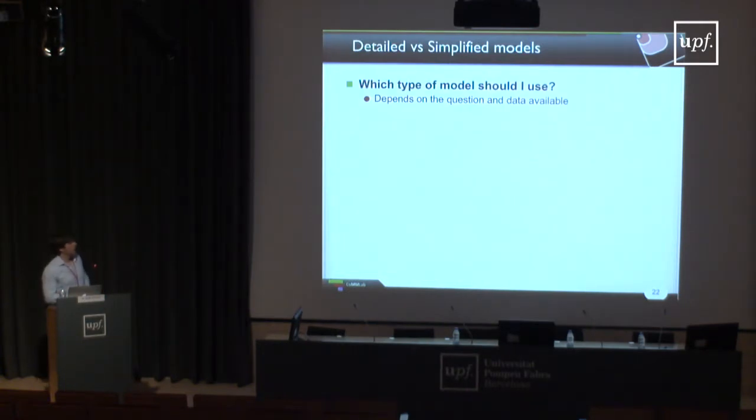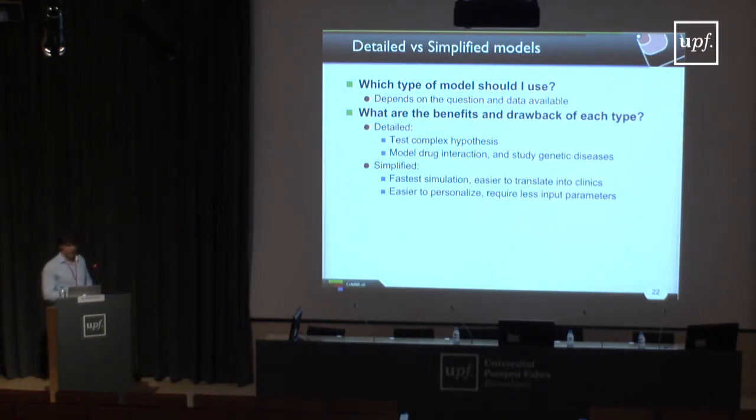So detailed versus simplified, which type of model should I use? As I say, it depends a lot on the question and the application of the model. What are the benefits and drawbacks of each type of model? Well, with the detailed one, we can test complex hypotheses that cannot be answered with the simple one. For instance, if I want to know how a particular drug is interacting with a channel in the cell and how this affects the heart globally, I need a detailed model because the other ones do not consider the particular ion channels.